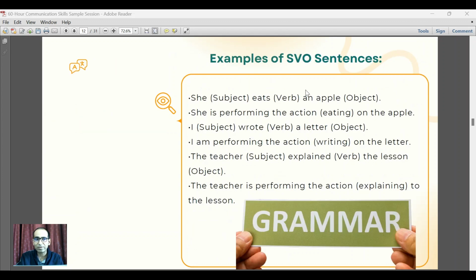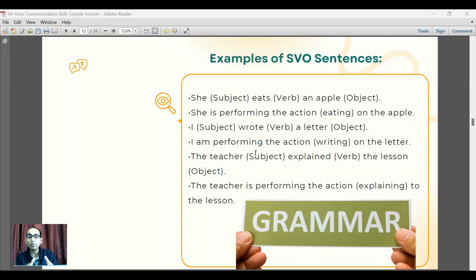Now, once we have done grammar, here are a few more examples of subject, verb, object. So let's see this one. I wrote a letter. I is a subject. Wrote is a verb. So the action of writing, the effect is on the letter. So letter is taking the effect, and letter becomes an object. I is a doer, so I is a subject. Very basic understanding.